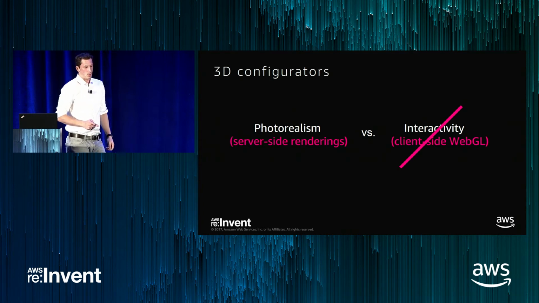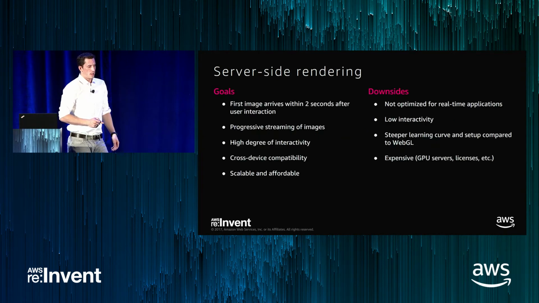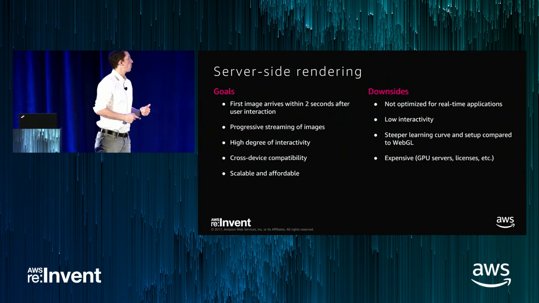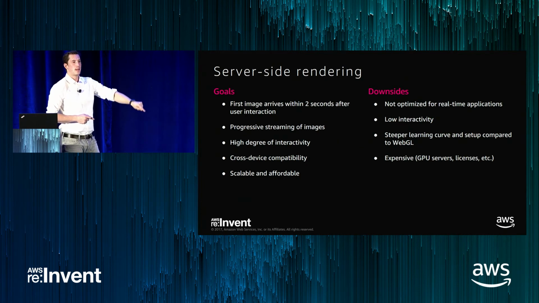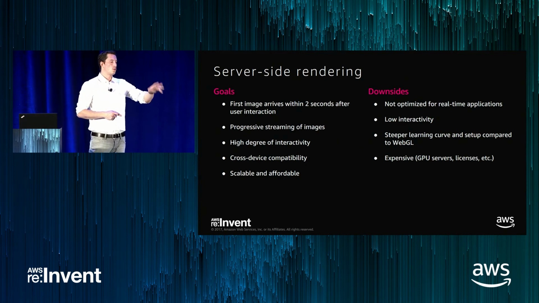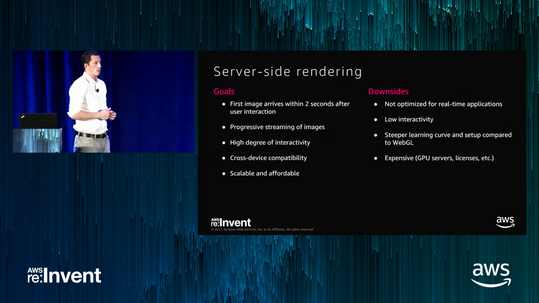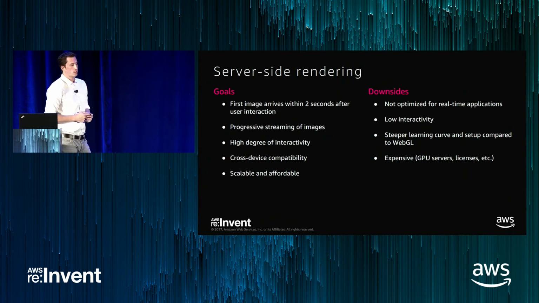And when we did that 3.5 years ago, more or less, we defined a set of goals of things that we wanted to achieve with such a solution. So we said that every image has to arrive within 2 seconds after any user interaction, so that the user clicks to select a new wood type and apply it to, I don't know, a wall of your shelf. In 2 seconds, it has to be there.